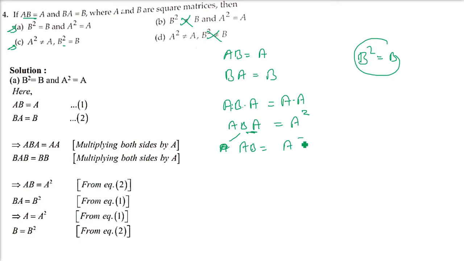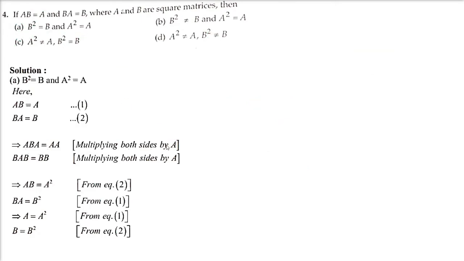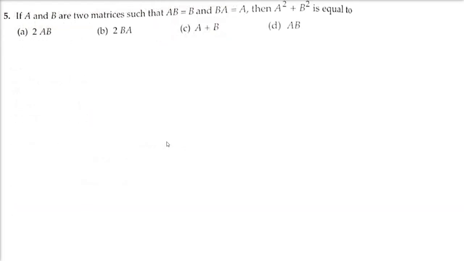What is AB? AB is also given as A. AB is A. So A equals A square. So B square is equal to B and A square is equal to A. So please remember this also, because we are going to utilize it in this question, this one.